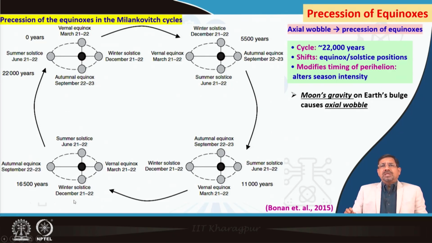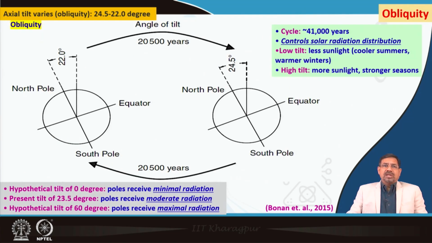So this precession of the equinoxes, which happens because of the axial wobble, is explained by the term precession, and it also links to insolation. And then the axial tilt, as we know, in terms of this 22.1 to 24.5 degree tilt of the Earth's orbit across its axis, this cycle varies at an epoch of 41,000 years, and it controls the solar radiation distribution.